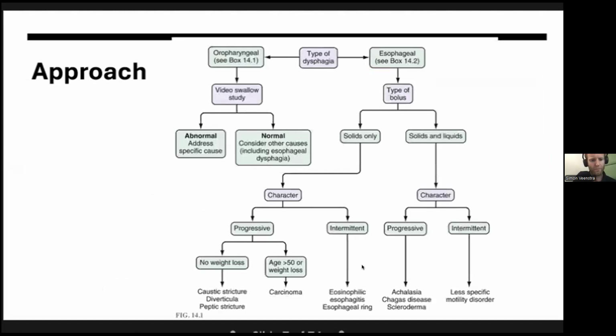So the schematic is taken from Schlesinger, and as I've mentioned, it breaks your algorithm into an oropharyngeal cause and esophageal cause, and then whether the dysphagia is to solids or solids and liquids. The character is also important, as I've mentioned, progressive or intermittent, and all of these point towards potential underlying etiologies. I don't think there's any hard and fast rule, but they are good indicators and may decide how you would want to investigate these patients further.